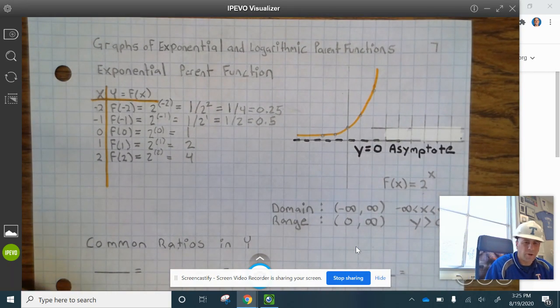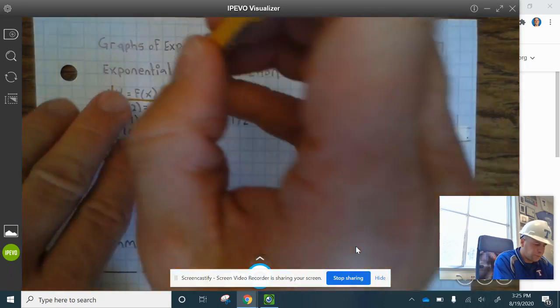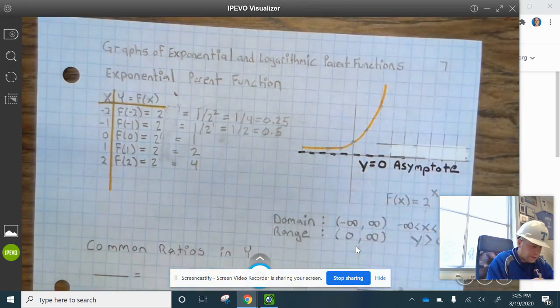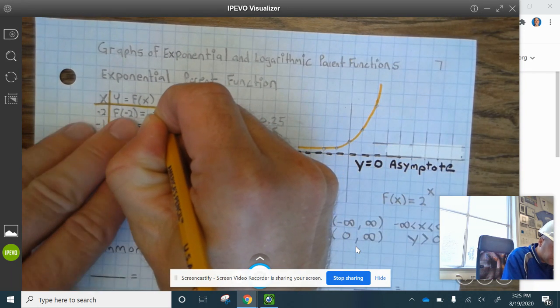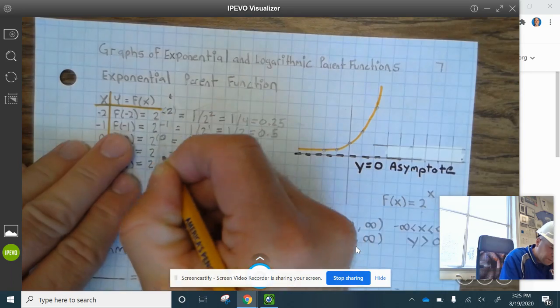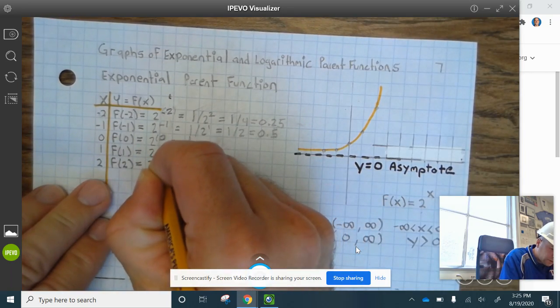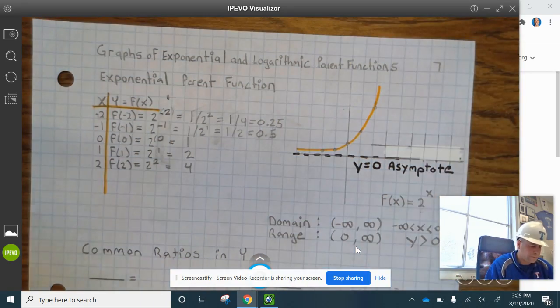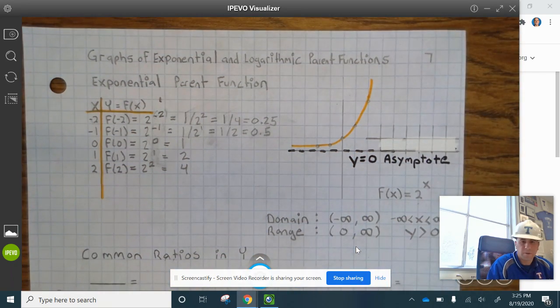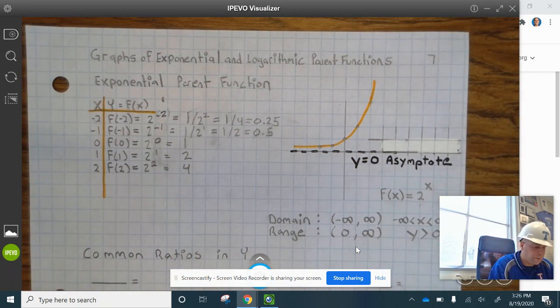Now, I just noticed, I don't think it's mathematically wrong to put the parentheses, but now that I think about it, I think it might be easier to write without the parentheses. So if you like the parentheses, you can keep them. But if you're like me and didn't like the parentheses, you can delete them with me. All right, now let's check this with the graph.